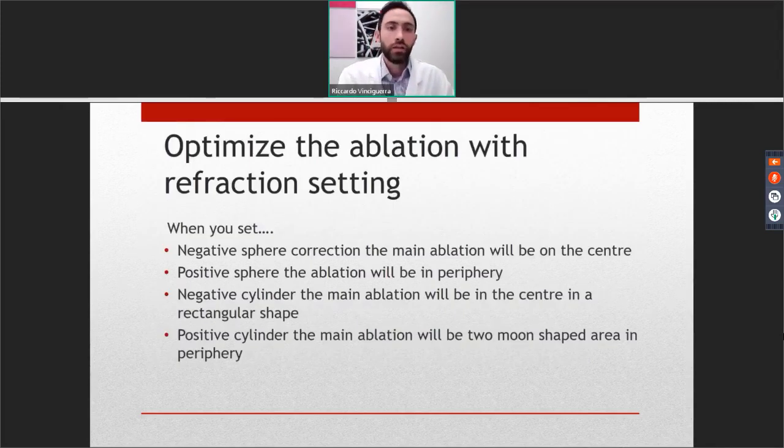If you have an ablation that is in the center, you have to change your refraction as a hyperopic ablation. So let's say that all your ablation is in the center and you want to move it to the periphery, you put the refraction as like a +2. And then the ablation will be moved to the outside. Obviously, you will induce a change in the refractive error, but this is not important.